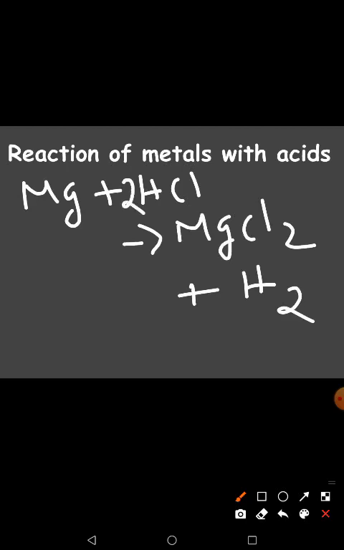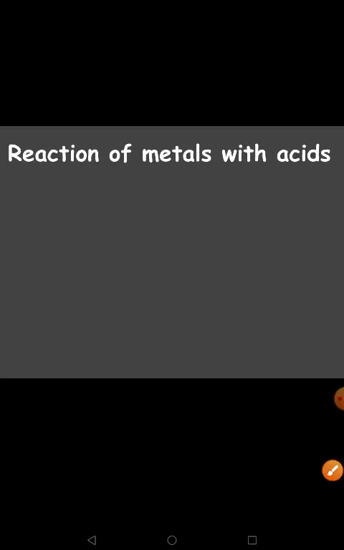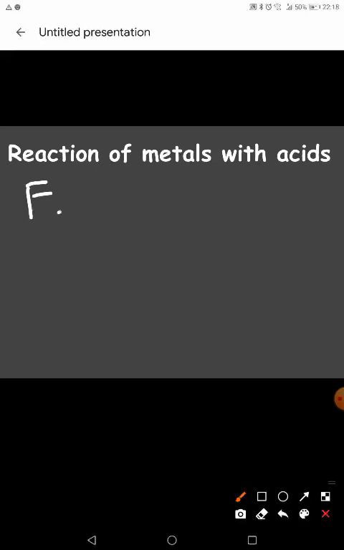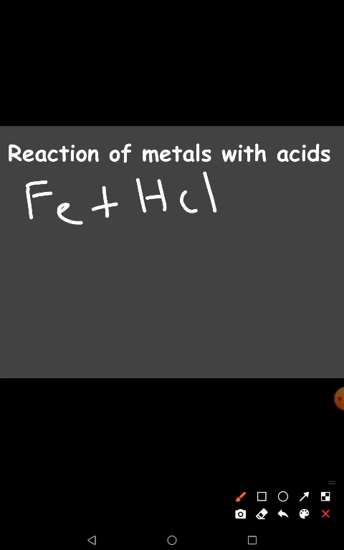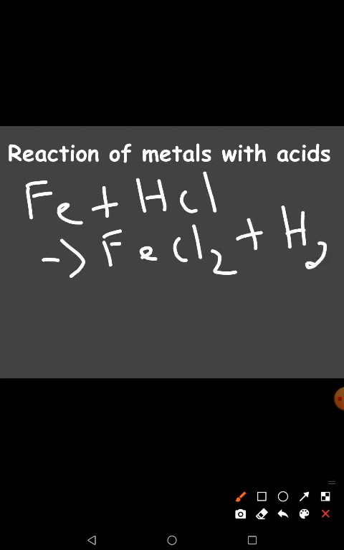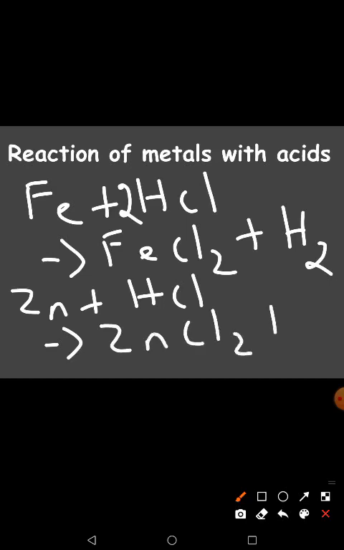Now let's write down the reaction for iron. For aluminium I'll tell later, because the balancing is a little tedious there, so I will do it at the end. Now with iron it is Fe plus HCl gives you FeCl2 plus H2. When I balance, I'll put a 2 here. Similarly with zinc, it is Zn plus HCl gives you ZnCl2 plus H2. So to balance, it is 2 here.